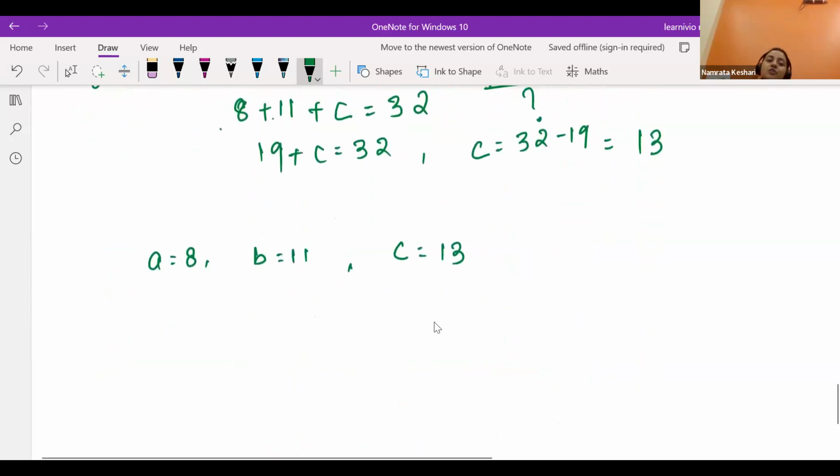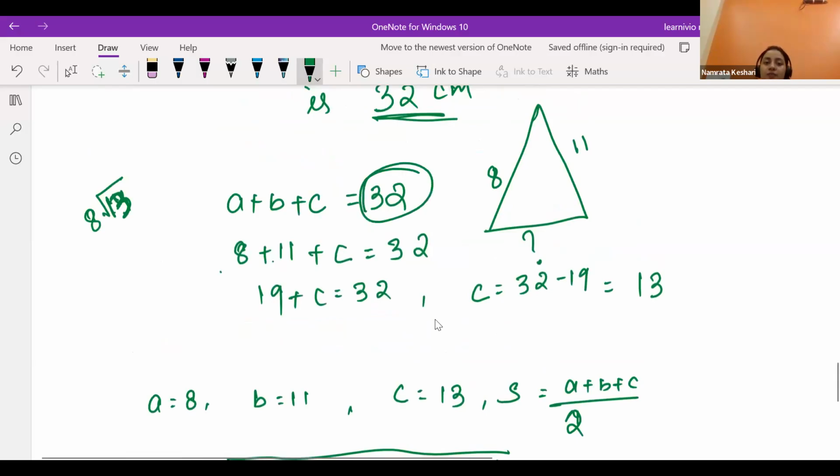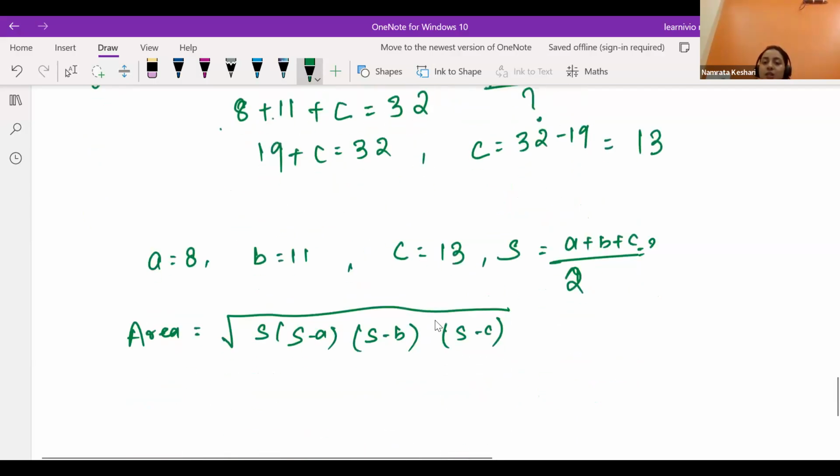Okay, so let's use the formula for finding the area given by Heron's formula: root of S into S minus A, S minus B, S minus C. But S is what? S is A plus B plus C by 2. Again we will be adding? No. Already we know A plus B plus C is 32. I am taking the data from here. By 2 we will be doing. Even if you add, you will be getting 32. Whatever way you are doing, it's perfect. So 32 by 2, 16 we are getting as S.